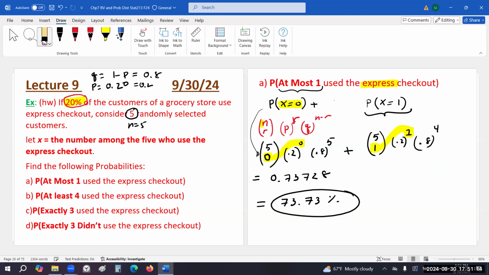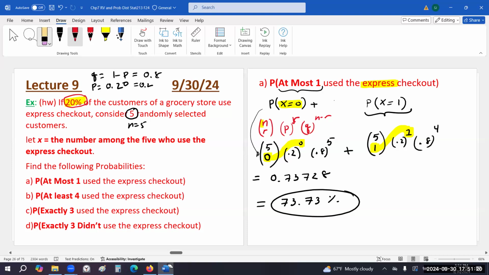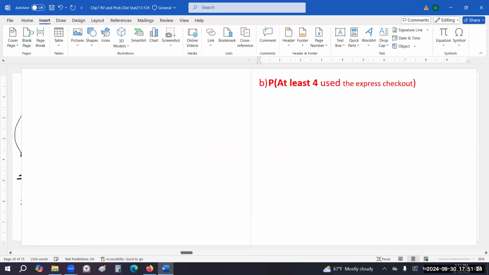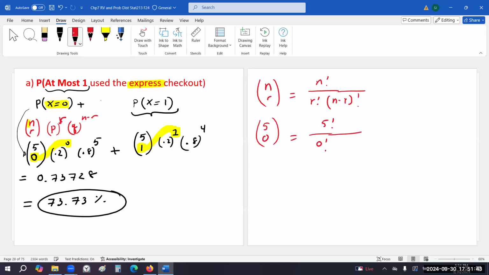Here, manually. Let me do it here on the next page. So n choose r has a formula: n factorial over r factorial, and then we take the difference as factorial. So we are choosing 0 from 5. That means it's 5 factorial over 0 factorial, and then we do 5 minus 0, which is another 5 factorial. So 5 factorial cancels out. And what is 0 factorial? 1. So 5 choose 0 is 1.